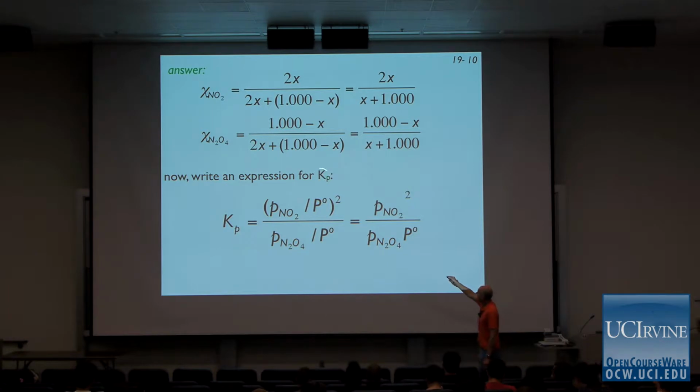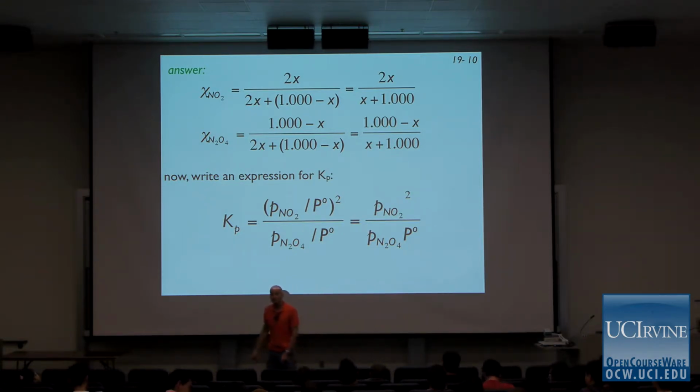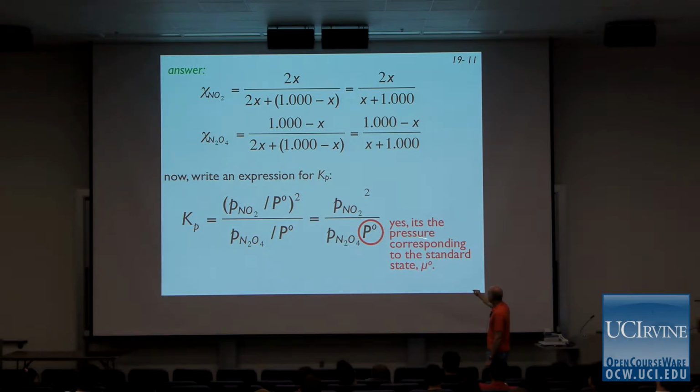Now I can write an expression for the equilibrium constant in terms of pressure. Sometimes we call that K sub P. That just means the equilibrium constant written out in terms of pressures. It's just NO2 squared over N2O4, of course, always normalized by the standard pressure. And so we're going to end up with an extra factor of P0 in the denominator when we're done canceling all these P's. Yes, that's the pressure corresponding to the standard state, 1 bar.